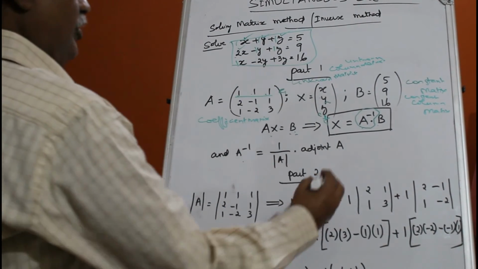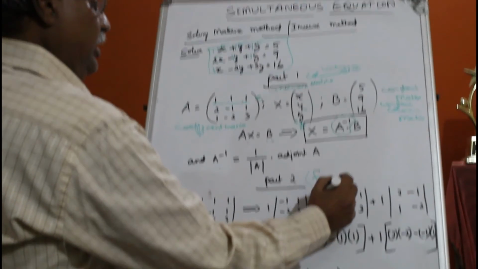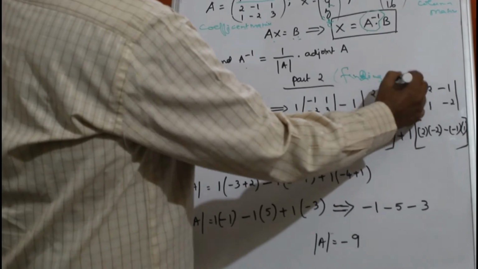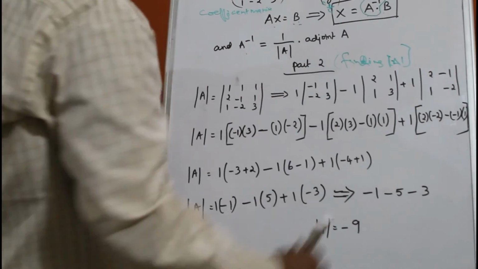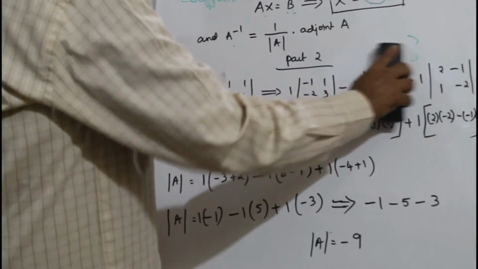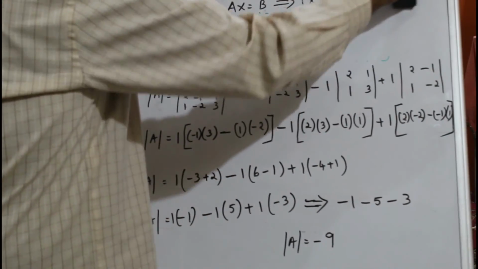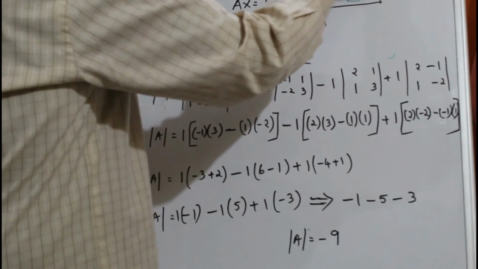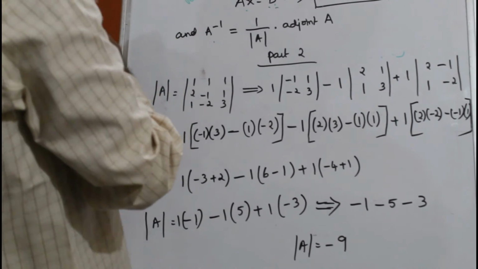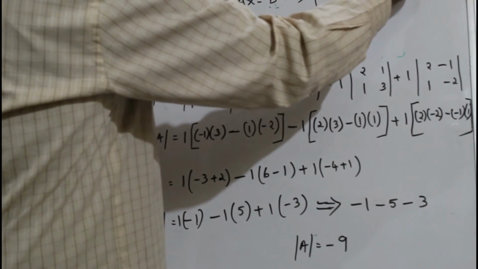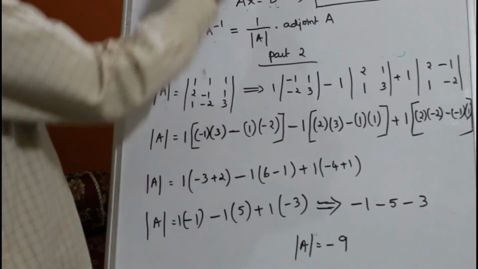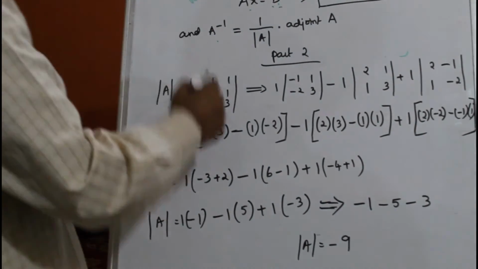Now part 2 is finding determinant A. Okay, and you know how to find determinant A? Take this and write the determinant form. Matrix doesn't have a value, determinant has a value.